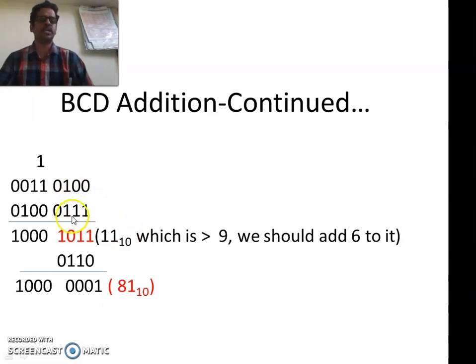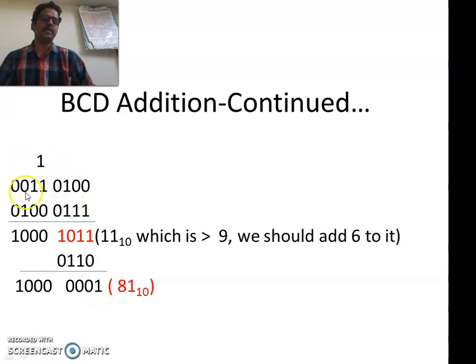0100 is nothing but 4, 0111 is nothing but 7. 4 plus 7 is 11, which is nothing but 1011, which is not a valid BCD digit. So we need to add 6 to this digit to get a valid BCD digit. While adding 6, we get 0001 with a carry over to the next pair of digits. Here 0001 is nothing but 1, which is a valid BCD digit.